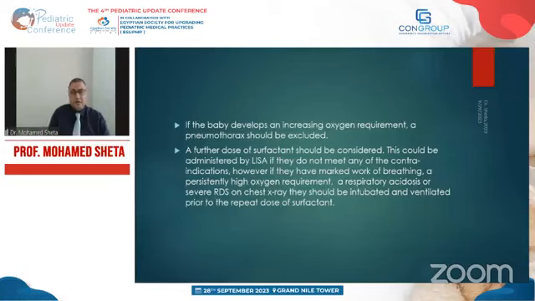If the baby develops an increasing oxygen requirement, consider a pneumothorax as we mentioned before. Further dose of surfactant should be considered. This could be administered by LISA if they don't meet any other contraindications. However, if they have marked work of breathing or persistent high oxygen requirement or respiratory acidosis or severe RDS, intubation should be considered.